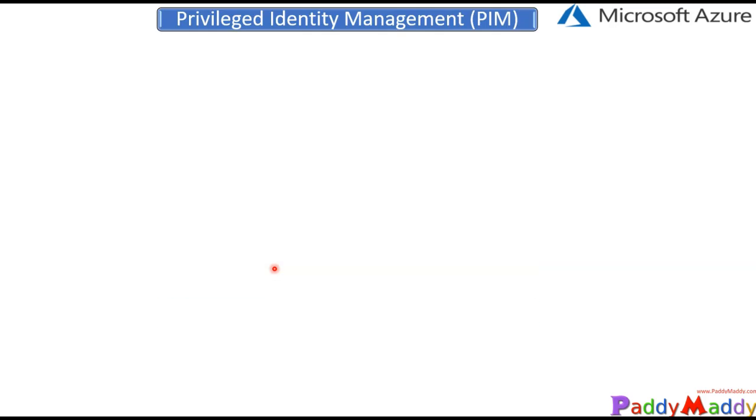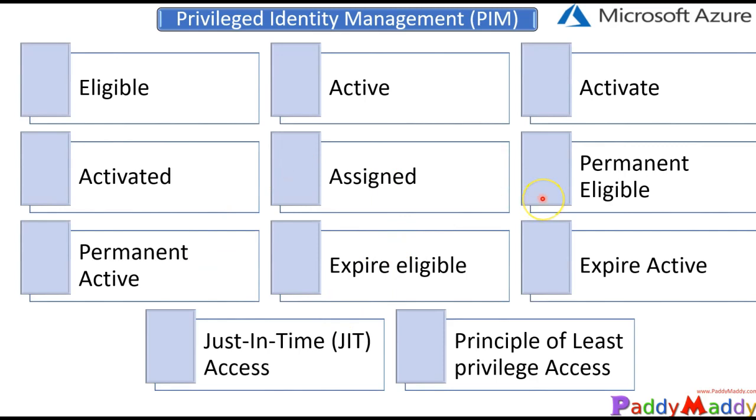So now let's also talk about the terminology side. So we do have within Privileged Identity Management some other words. These are the 11 different terms that we use within Privileged Identity Management. The first one being eligible and active. These are the two related to the role assignment.